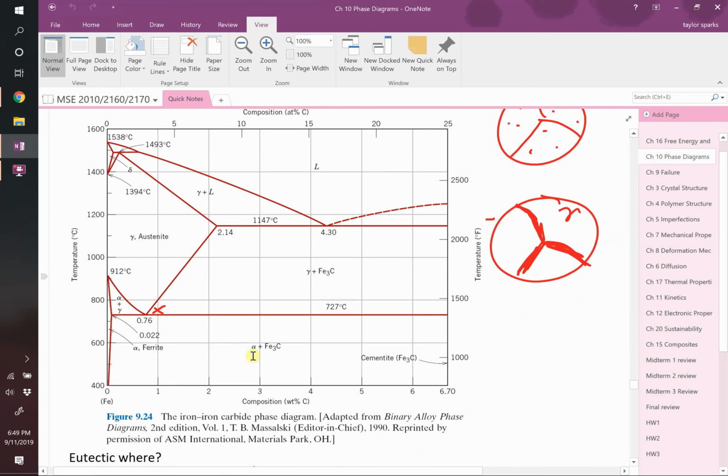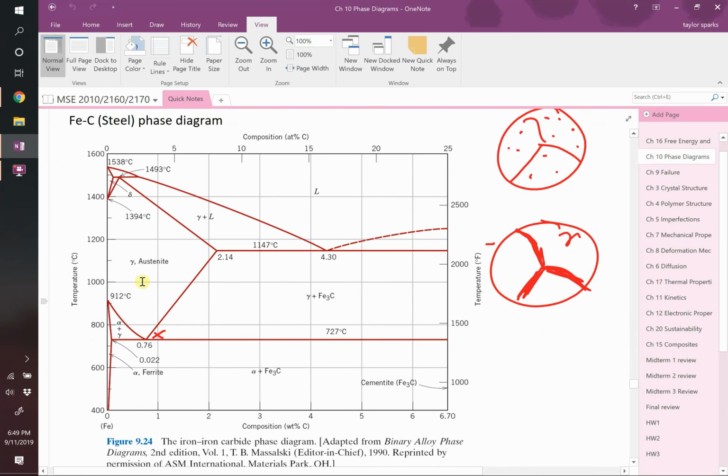So pro-eutectoid means that you form something before that reaction. So if you cool down right here, for example, the second you touch that red line, you start to form pro-eutectoid ferrite. Or over here, if you cool down on this, when you touch that red line, you start to form pro-eutectoid cementite. Meaning, eventually you're going to form ferrite and cementite in the actual reaction. Pro means you're starting to form some of that before the reaction.